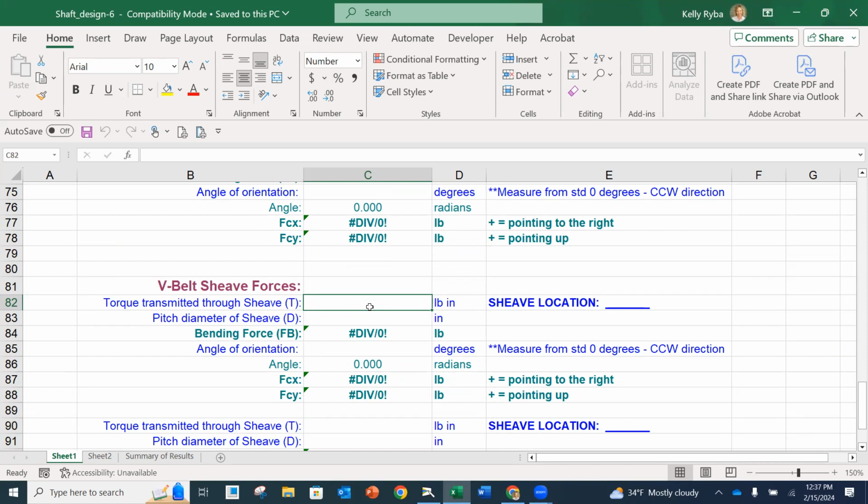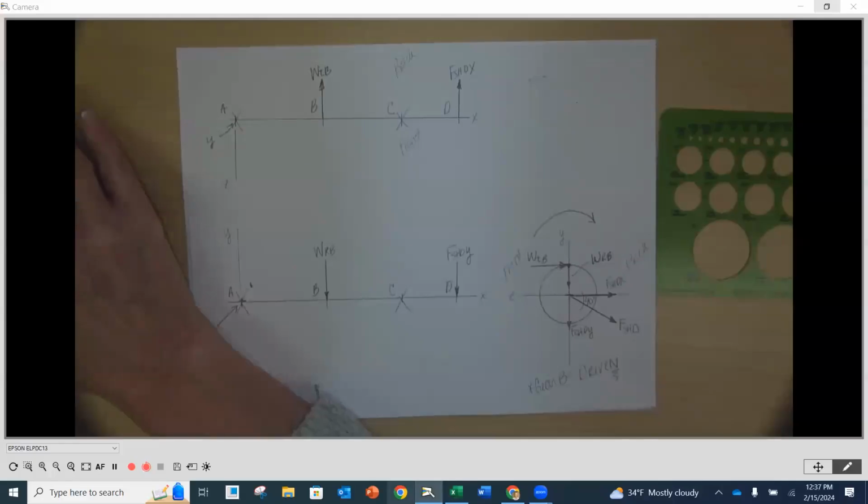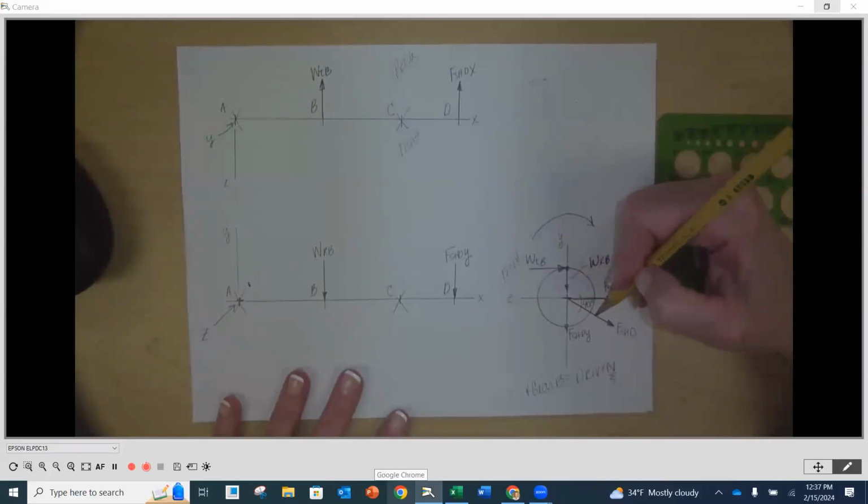And then we're going to need to know what our pitch diameter is of our sheave. In the problem, it tells us it's 10 inches. So 10 is going to be here. I'm not going to be able to fill this all in for you, but then you're going to have a bending force, and if we go underneath here, that's going to be this force right here.